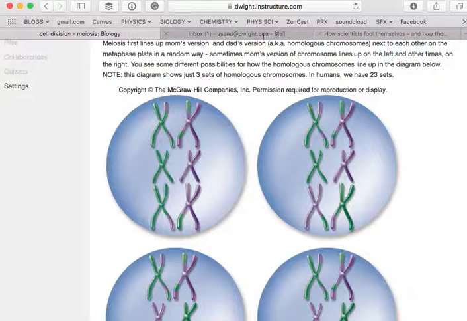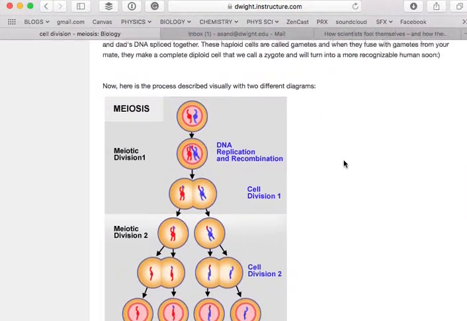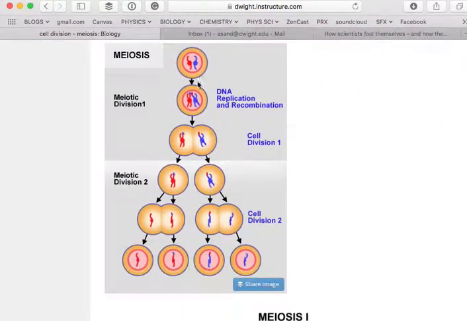Let me know if that's confusing at all. It might be a little bit confusing. It helps to go back and watch the video and to read this as well. This is a great one right here, showing you meiosis. You definitely need to know something about this. Look at what happens here.